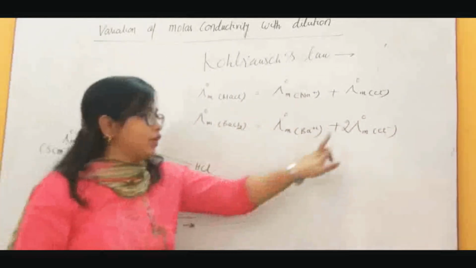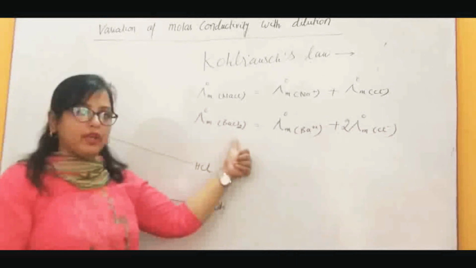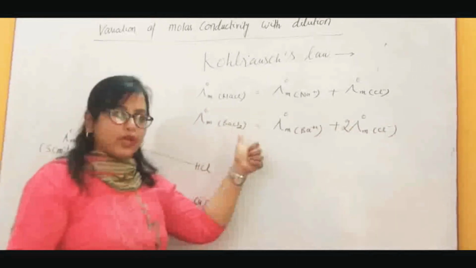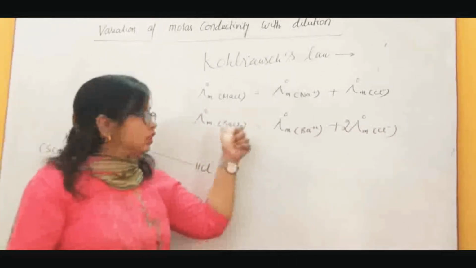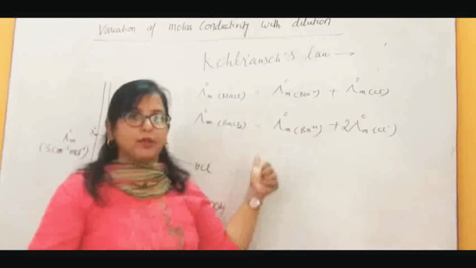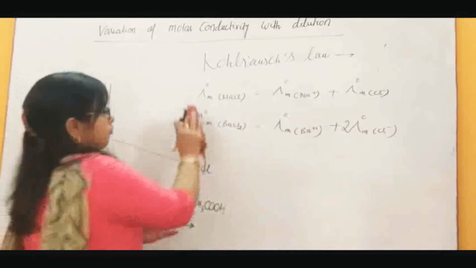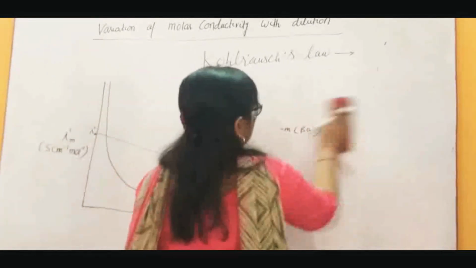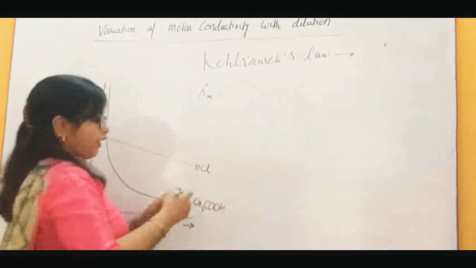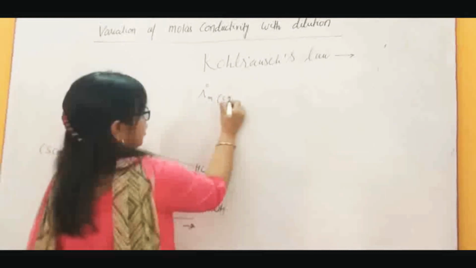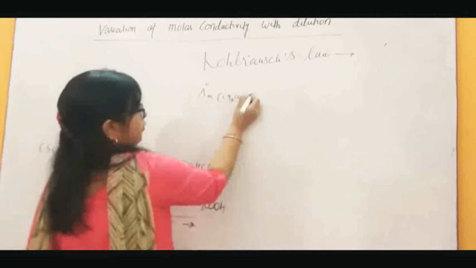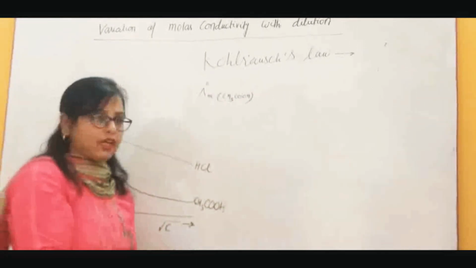So I am writing here twice because I am having two ions in BaCl2. Okay guys, so I will use this formula to find out the limiting molar conductivity for acetic acid. I have to find out the limiting molar conductivity of acetic acid.